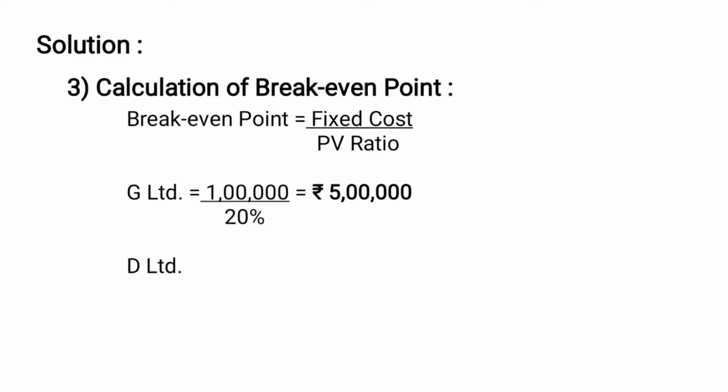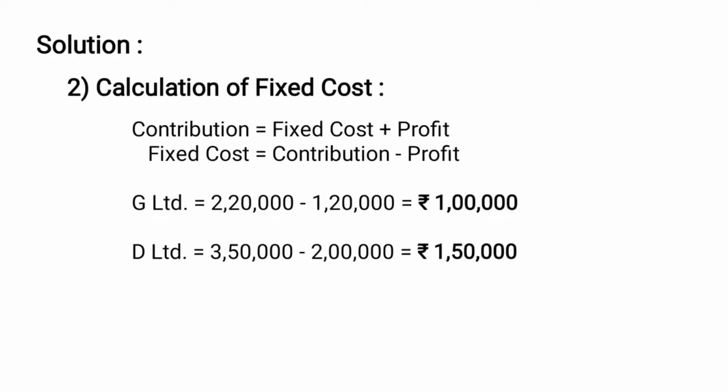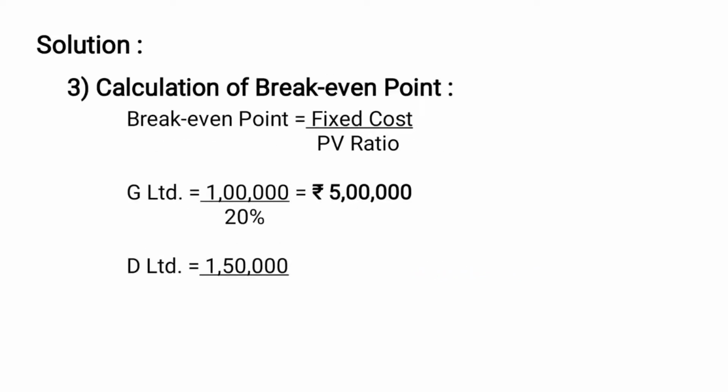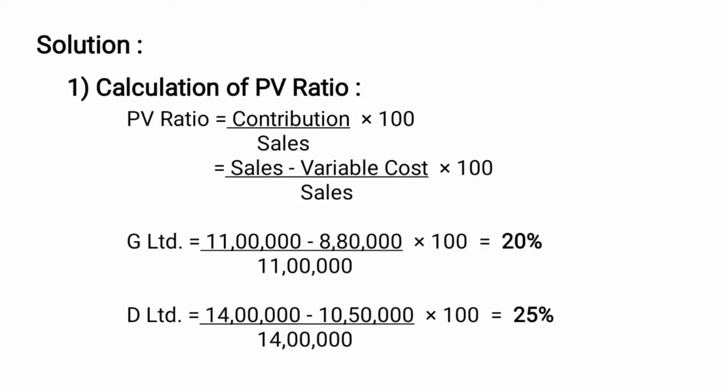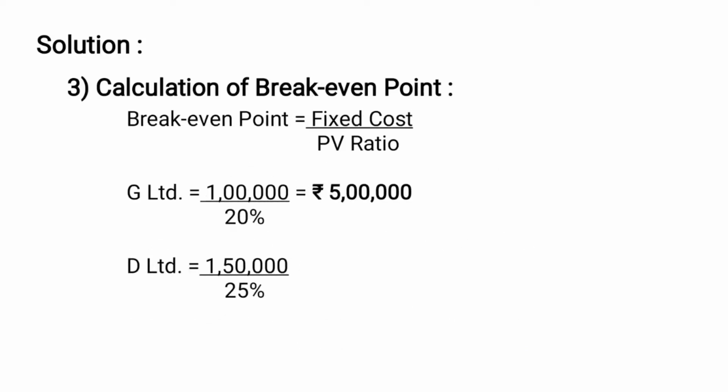Next, D Limited, fixed cost amount is rupees 1,50,000 for D Limited divided by PV ratio. So PV ratio we have calculated as 25% for D Limited, which will be equal to rupees 6 lakhs.